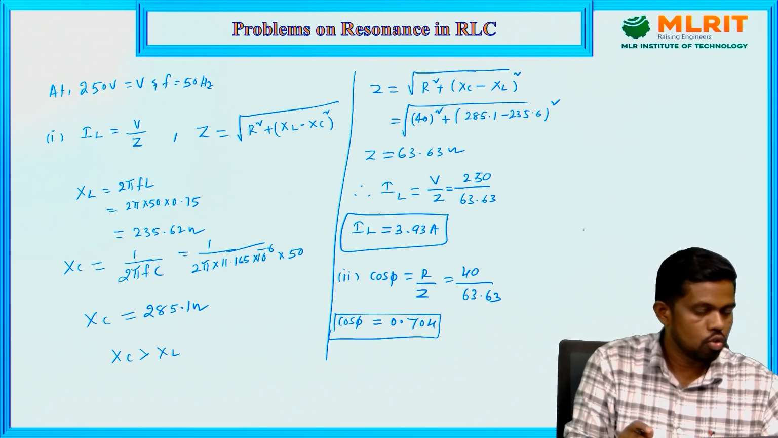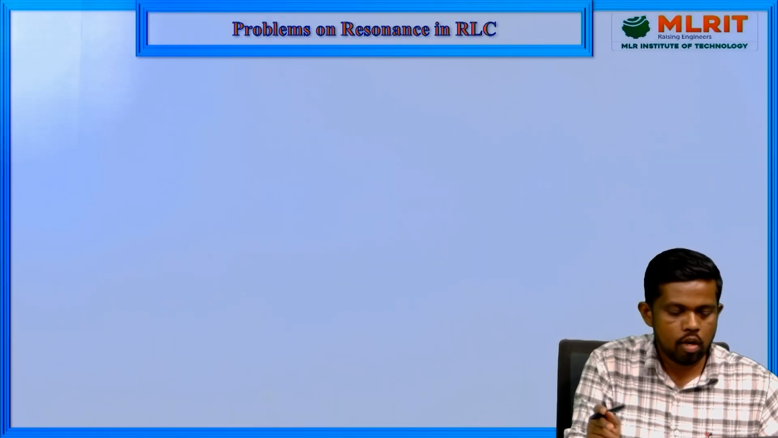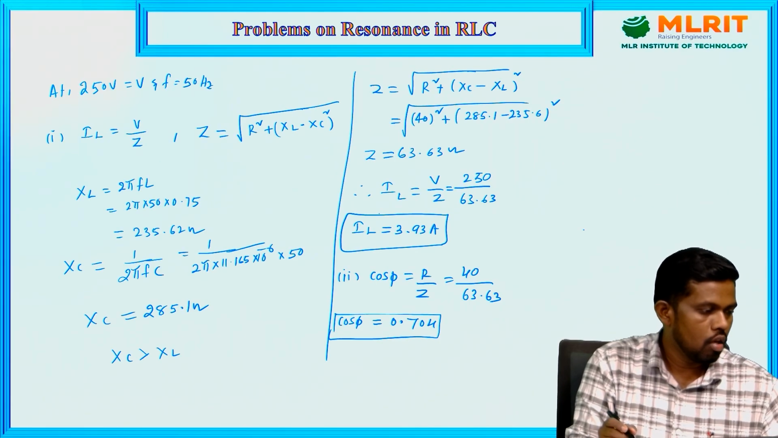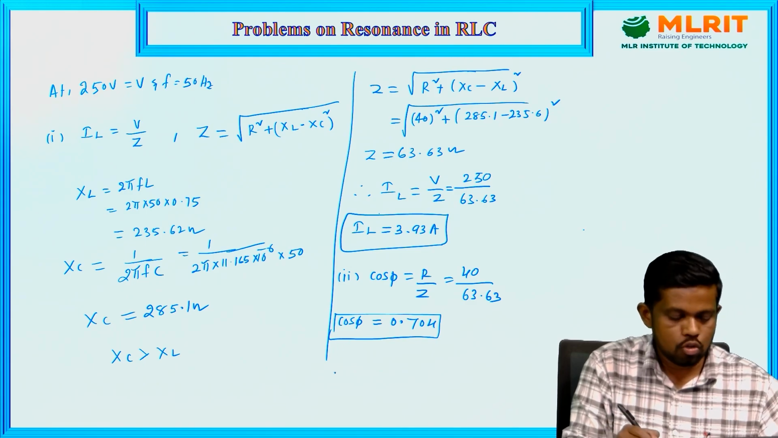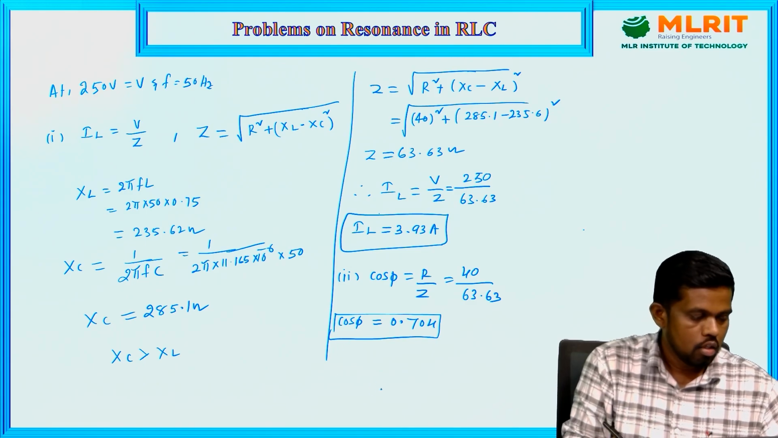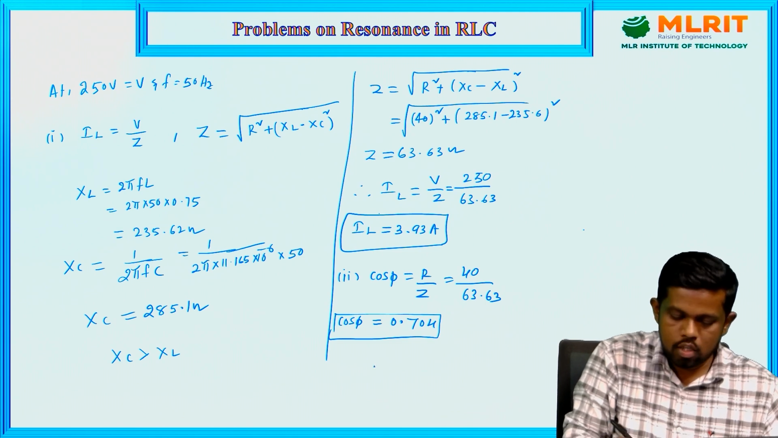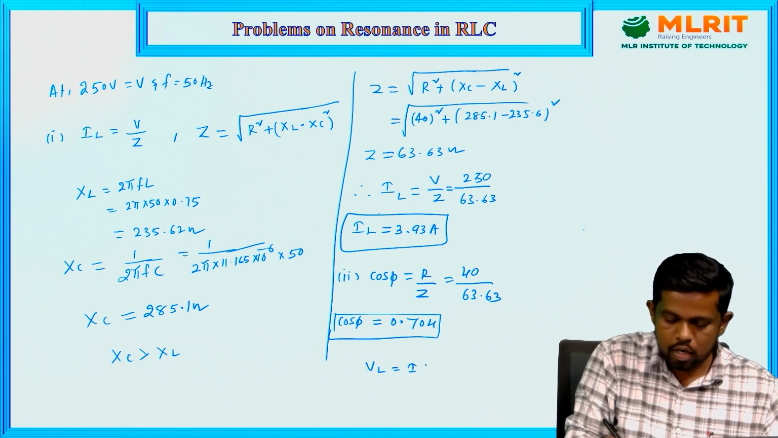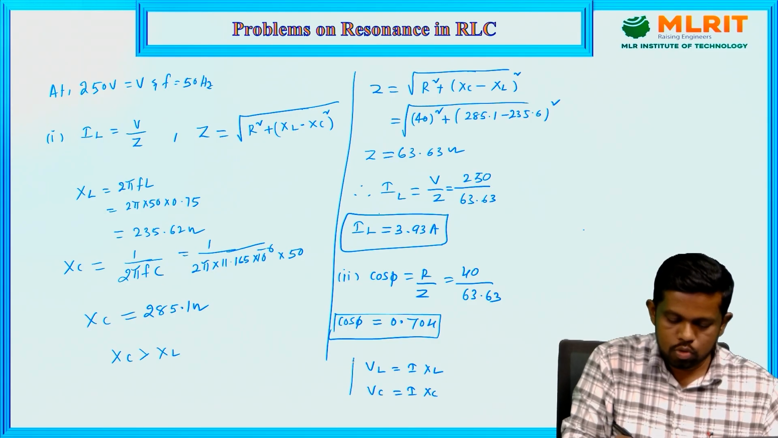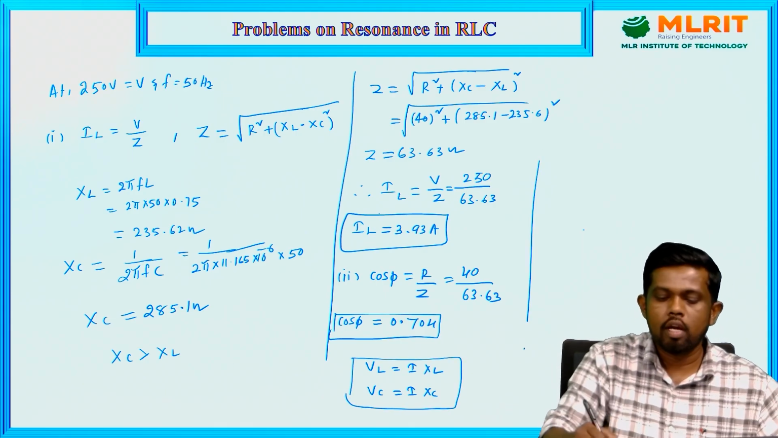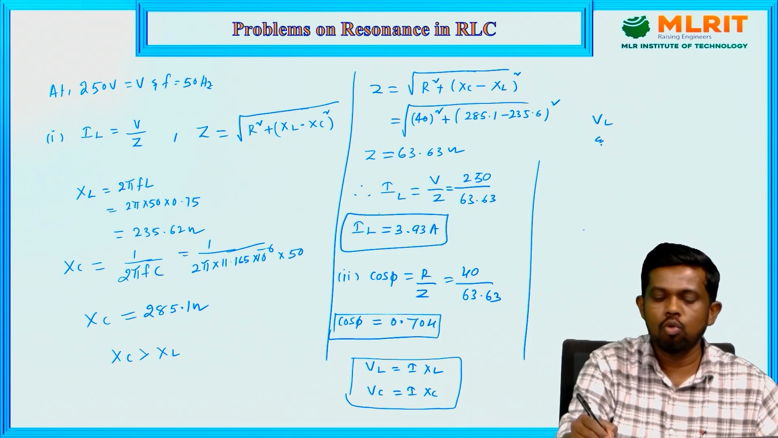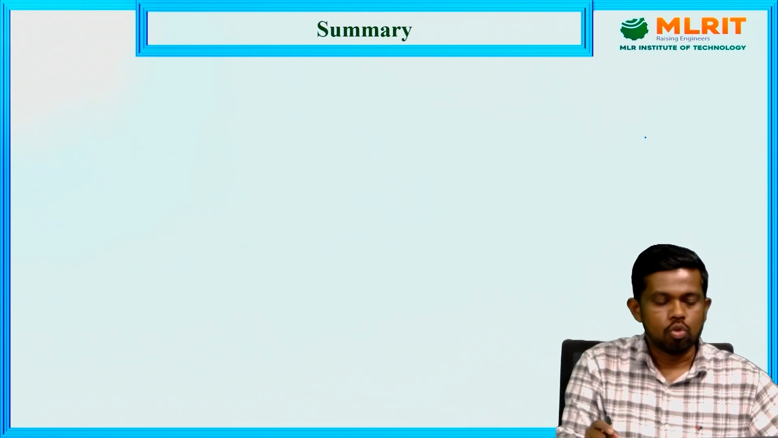Then the very last one, the voltage across the coil they have asked. Based on the current value and also the reactance value, we need to get the voltage across the coil, that is VL equal to I into XL. Also we need to find the VC value, that is I into XC. If you substitute the values in these two formulas, we will get the voltage across the inductor as well as the voltage across the capacitor. So this is the end of the session.